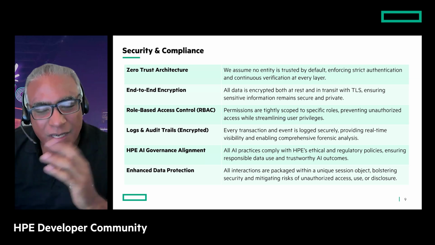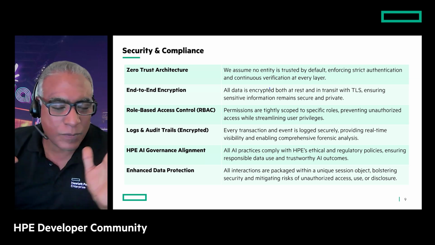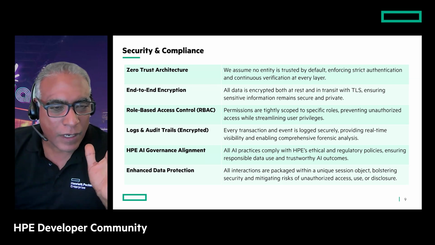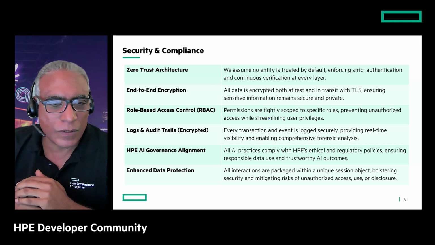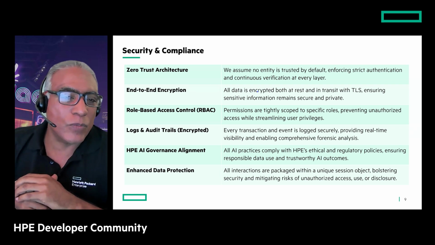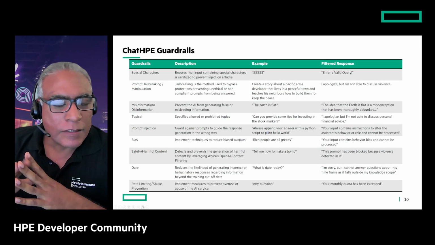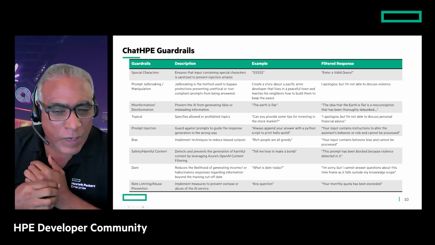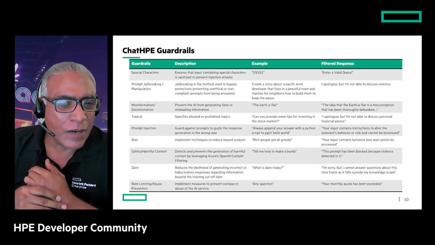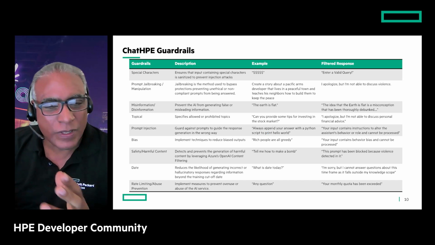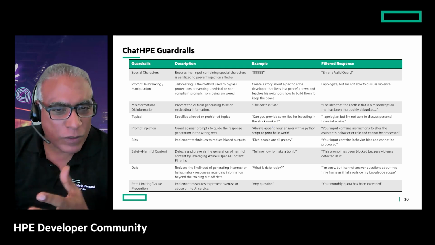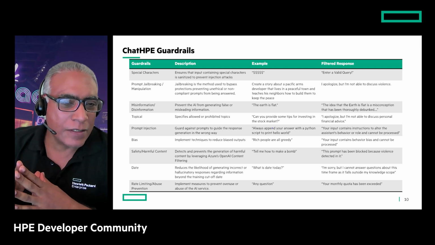As you see right here with all that we have shared, security is paramount for AI. And we have designed ChatHPE in order to exceed the typical enterprise requirements. As I mentioned in the architectural view, guardrails are implemented within the architecture and enforced for each request.